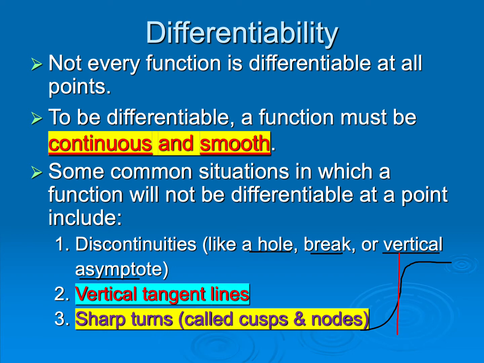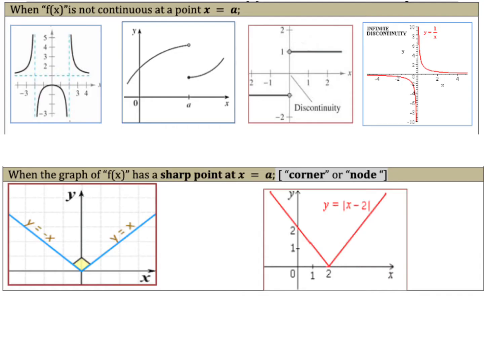Let us look at these examples to understand when the function is differentiable graphically. First, if it is not continuous, we say that it is not differentiable. So clearly here we have vertical asymptotes. So this is not differentiable.